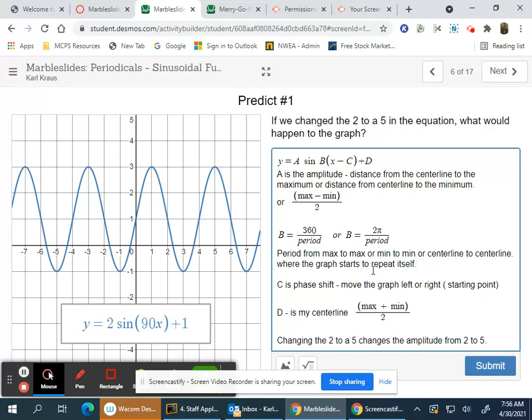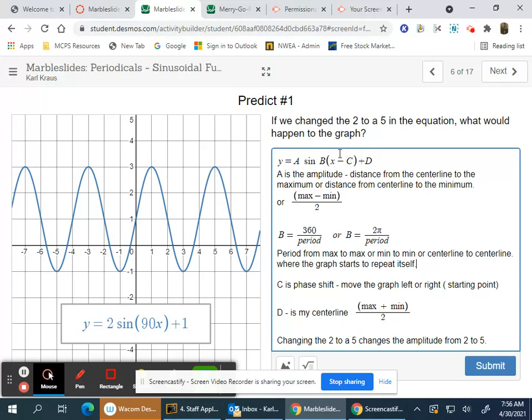It's where the graph starts to repeat itself. So here, if we go from max to max, from 1 to 5 is 4. From min to min, 3 to 7, that's 4. Or from this center line, we're going to skip this point and go here. So one cycle from center line to center line would be 0 to 4, which is also 4.